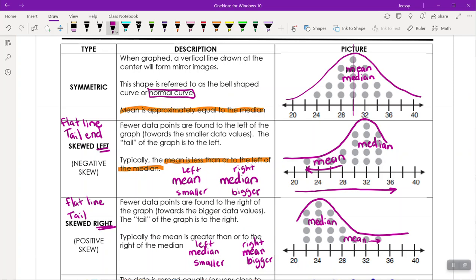So these are questions that they're going to ask you, and I'm going to ask you as well, okay? How does the mean get dragged by the skewness of the data?